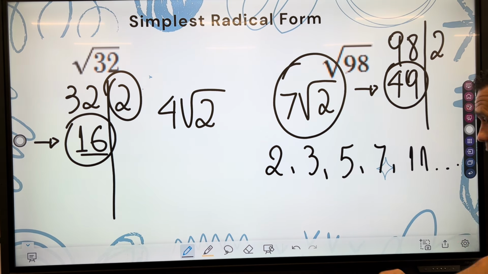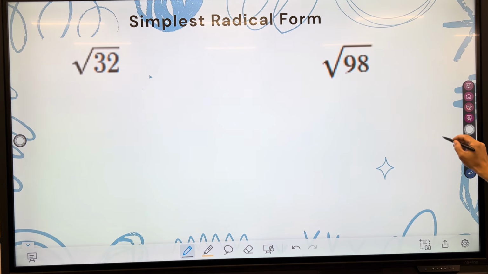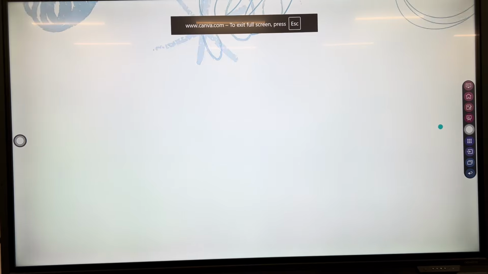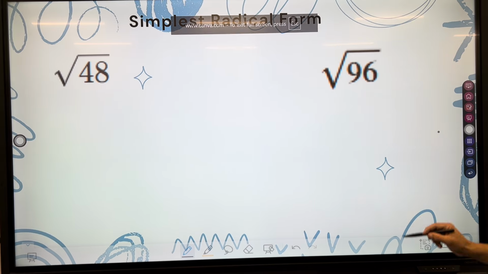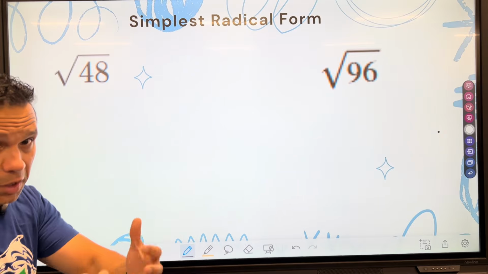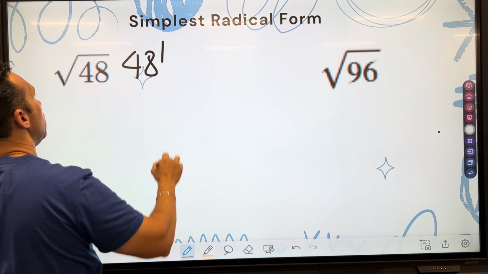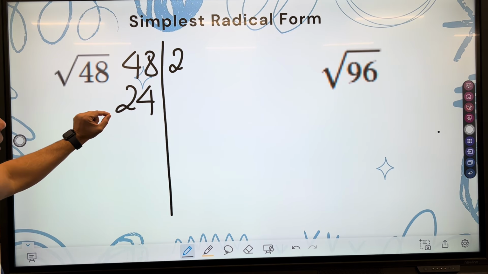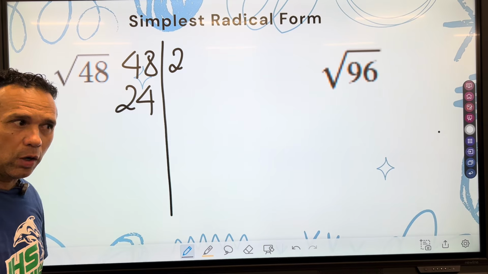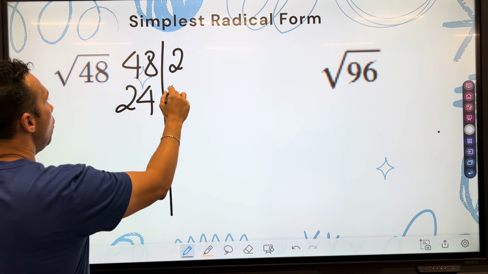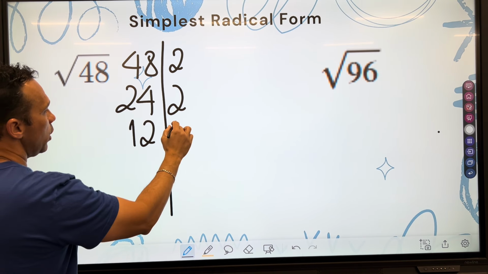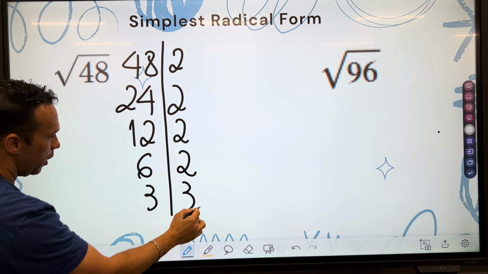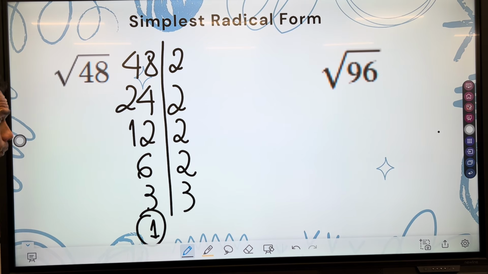Let's go now for a little bit more complex situations. For the next one, we will have this kind of situation: 48. We follow the same process. 48 divided by 2 is 24. Is there a number I multiply by itself to get 24? No, it's not a perfect square. We keep going by 2, so 12, and by 2, 6, and by 2, 3. Now 3 divided by 3 is 1. Once we get 1, we check.